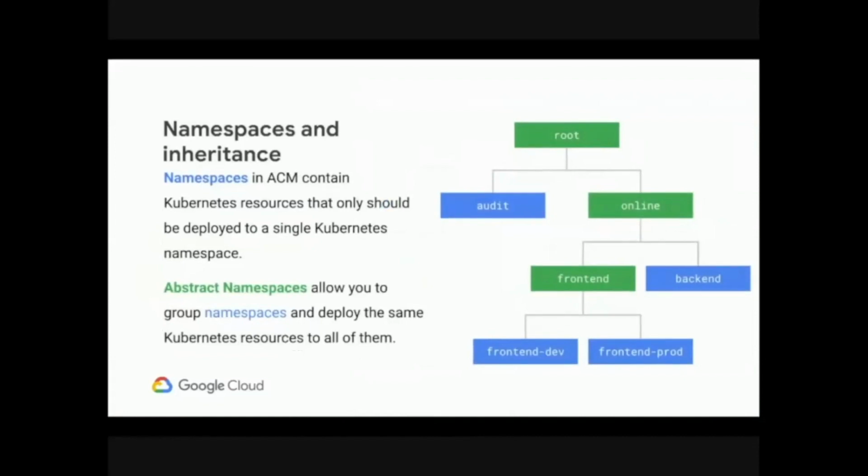And also, ACM supports namespaces and inheritance of namespaces so that, for example, if you want to apply an RBAC policy to multiple namespaces like the front end and the back end in this example, you could then put that RBAC policy in the abstract namespace shown here called online, and any namespaces that inherit from that abstract namespace will have that same policy applied to it.